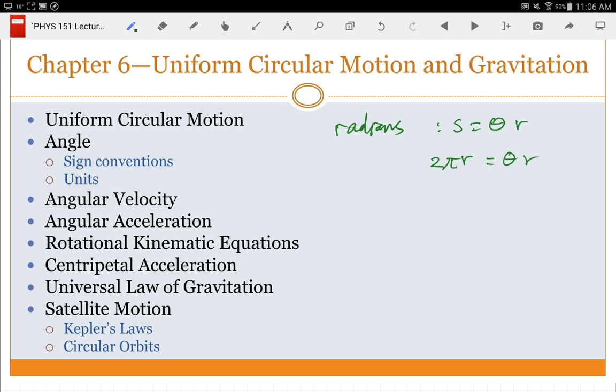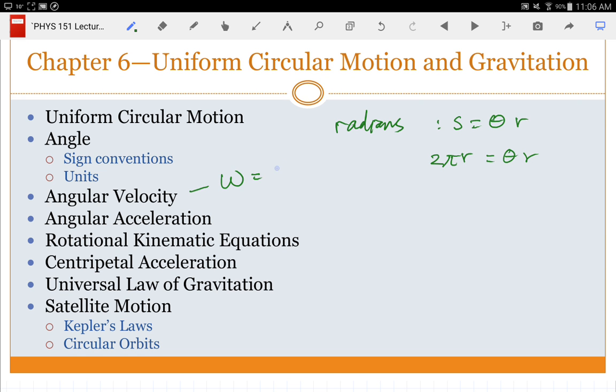Okay, angular velocity. That was the symbol omega, not w, but omega. And omega is the change in angle over change in time, which it turns out is equal to the tangential velocity, that means the velocity going in the circular direction, divided by the radius. Angular acceleration, alpha, is the change in angular velocity over change in time, which means it's the tangential acceleration divided by radius.